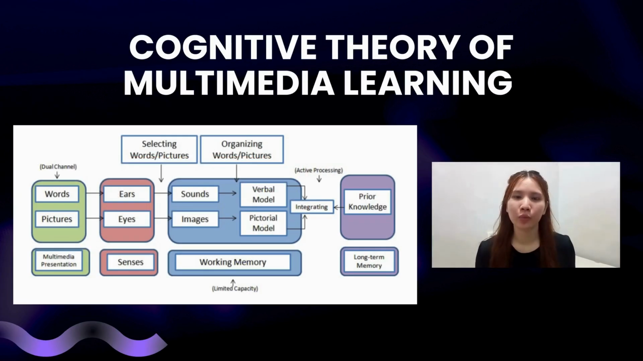CTML suggests that when learners are presented words and pictures, these are processed in their respective channels. Then the brain organizes, selects, and integrates the new information with prior knowledge, enabling deeper learning and long-term memory storage.